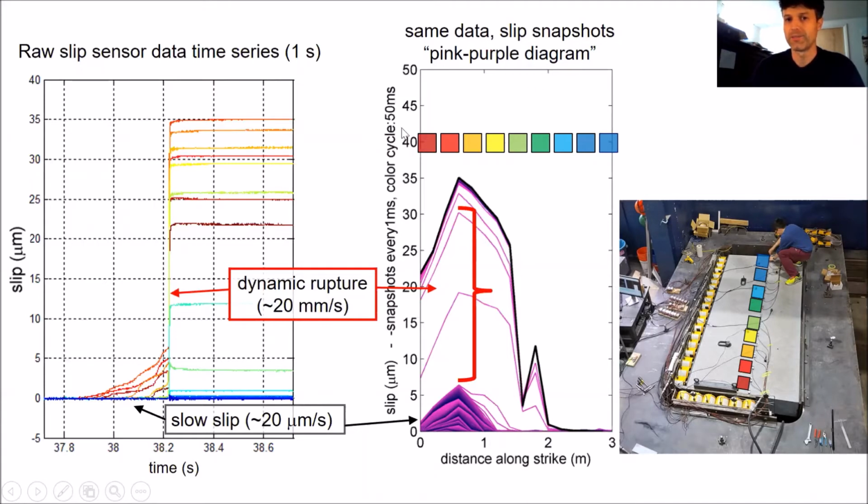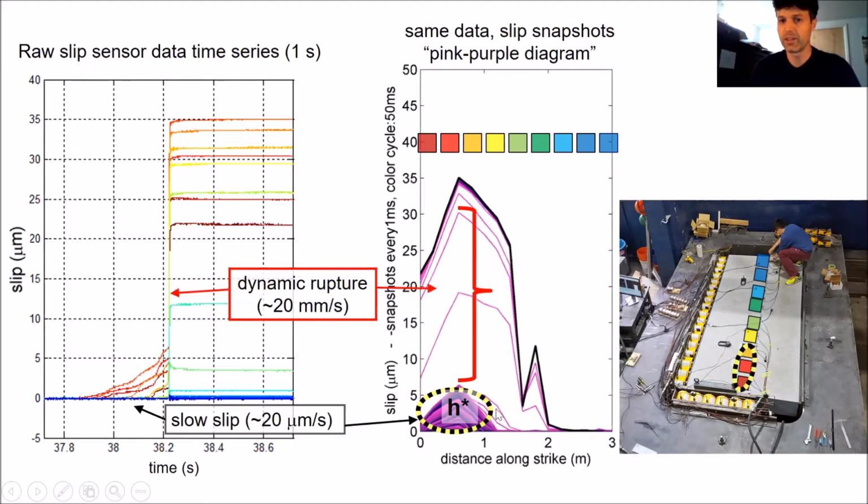Now, this data on the right is the exact same data, it's just plotted in a different way. Now I'm showing the distribution of slip along the fault, and I'm laying down a snapshot of that distribution once every millisecond. And then I color code these snapshots, transitioning in color from light pink to dark purple, so that when the individual contours separate, that indicates rapid slip. And when they're so closely spaced that we can see this pink-purple color banding, that's slow fault creep. In this case, about 20 microns per second. And then you can see the slip accelerated out of the side of this creeping region and then ruptured very quickly.